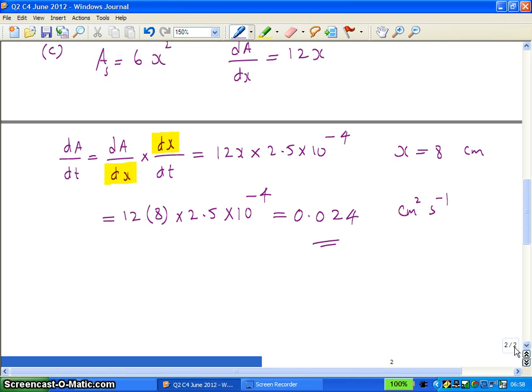I suggest that now you go and try the problem again independently without looking at the solution, and see how you get on, and then refer to the solution if you get stuck.